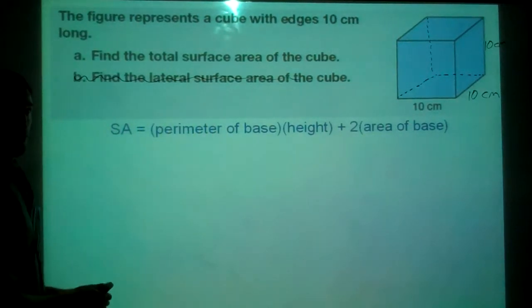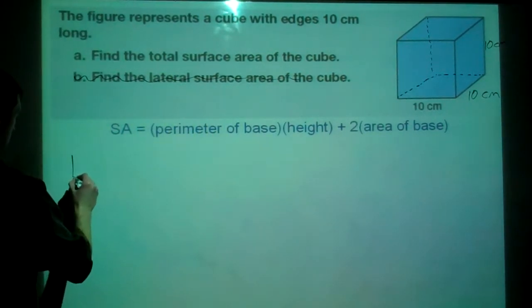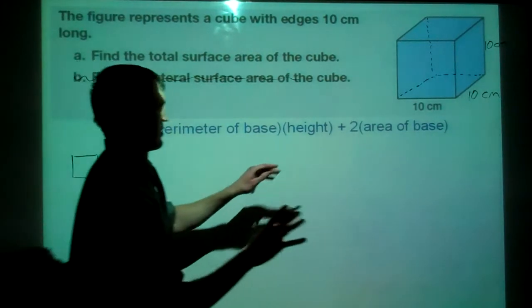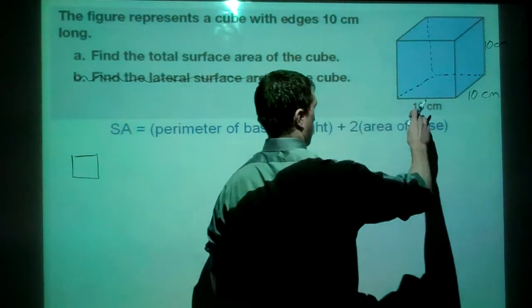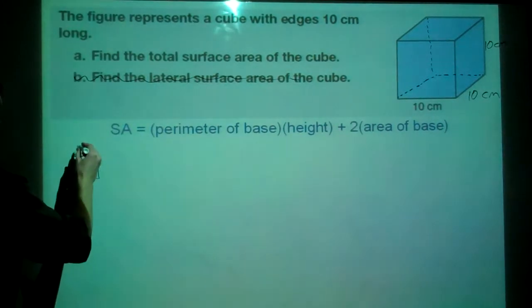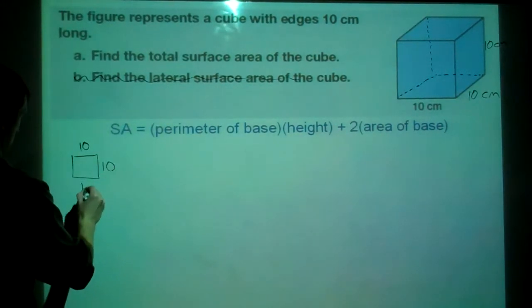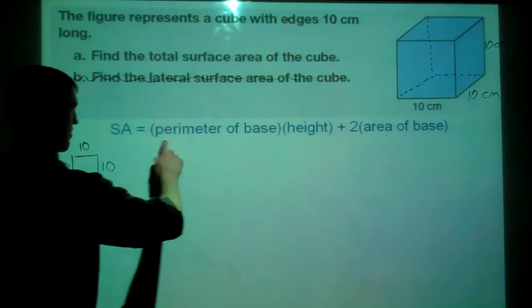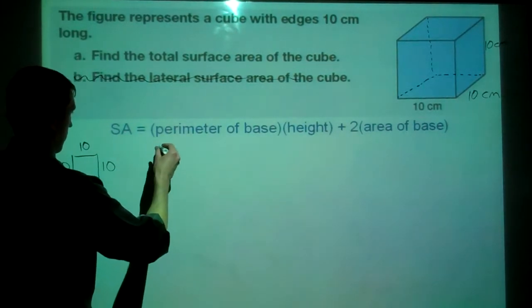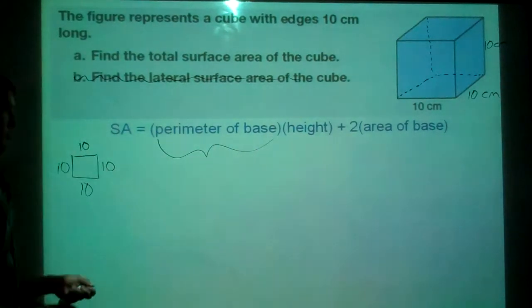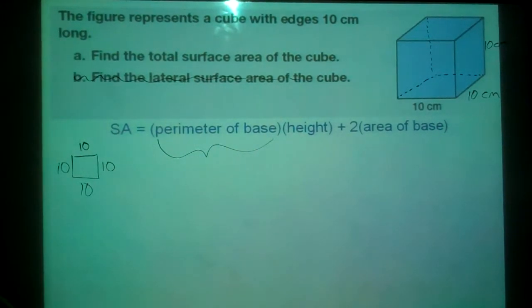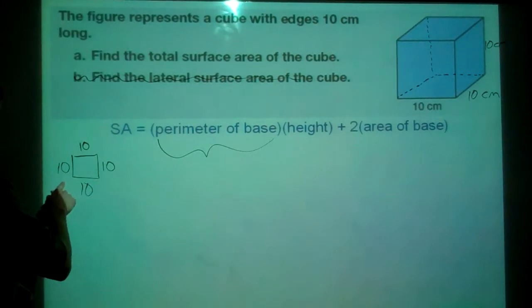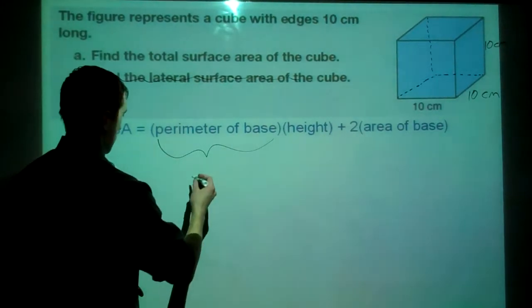So if I want to draw a top view of that base, that'll help us out. So we're looking down on this thing from the top. This base would be a 10 by 10 by 10 by 10. Alright? So, first thing we want to do, the formula tells us to find the perimeter of the base. Okay, let's do that. Perimeter of the base, we add up all of our sides. 10 plus 10 plus 10 plus 10. That's 40.